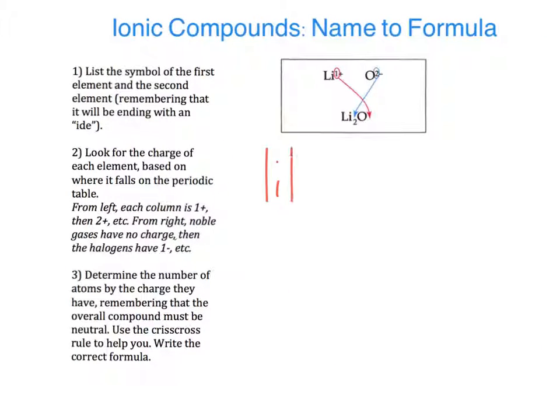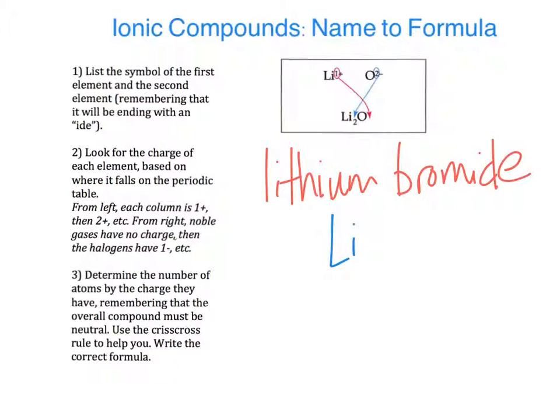Alright, we'll try another example. This time I'll do lithium bromide. So first I'm going to write down the element names and determine their charges based on where they are in the periodic table. So again, I'm just looking for which column of the periodic table they're in, which family they're a part of. Okay, lithium is an alkali metal. Alkali metals are in that first column on the left, and they're really eager to get rid of their extra electrons, so they easily form 1 plus ions.